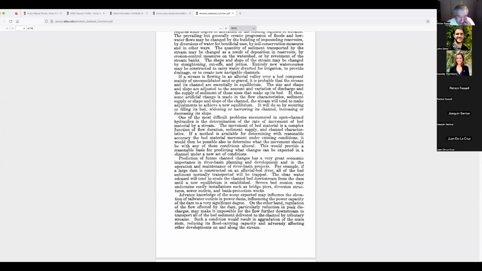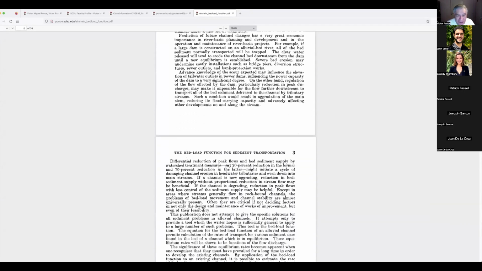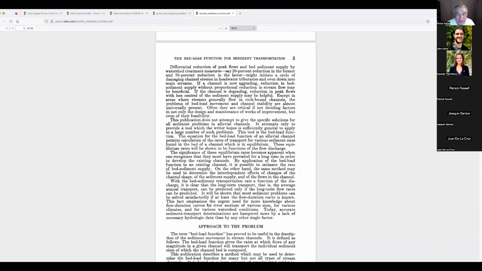Okay. So we're back on page 3 of Einstein's paper, and he is going to be first looking. He has caveats before he gets started. He says, well, this is not what I'm going to do, and so on and so forth. He says, this publication does not attempt to give specific solutions for all sediment problems. Nobody asked him to do that. All we want to do is determine the bedload function, meaning the rate of sediment transport, only bed transport. Specifically, he says, I'm not going to do wash load.